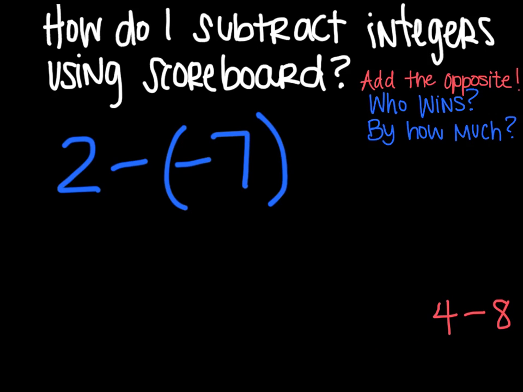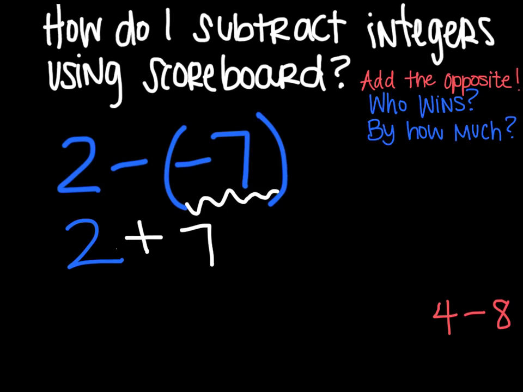We're going to add. The second number doesn't change. Oh, I should probably put that in a different color then. Keep it the same. Your sign changes to adding, which means you need the opposite of -7, which is +7.